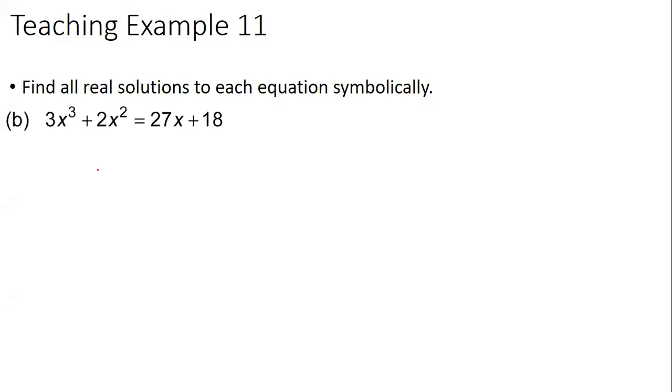Okay, so first thing first is we have to be equal to 0. Is this currently equal to 0? No. So I'm going to have to move the 27x and the 18. So when I do that, I'm left with 3x cubed plus 2x squared minus 27x minus 18 equals 0.